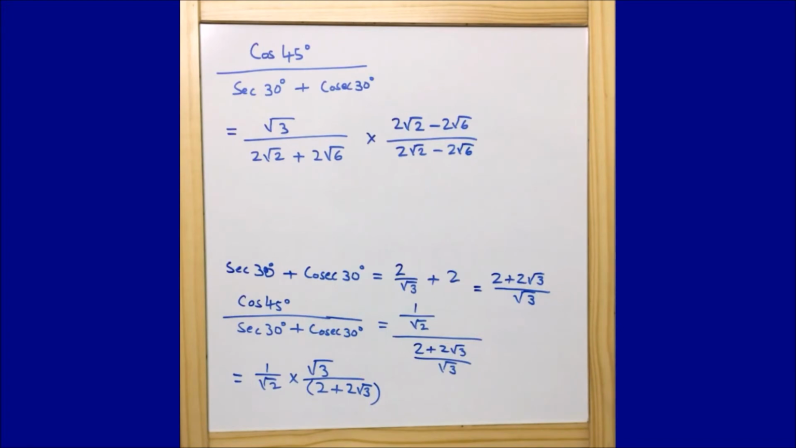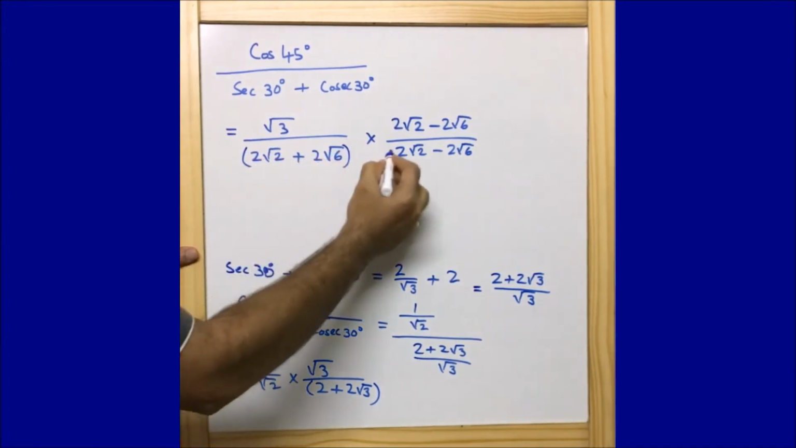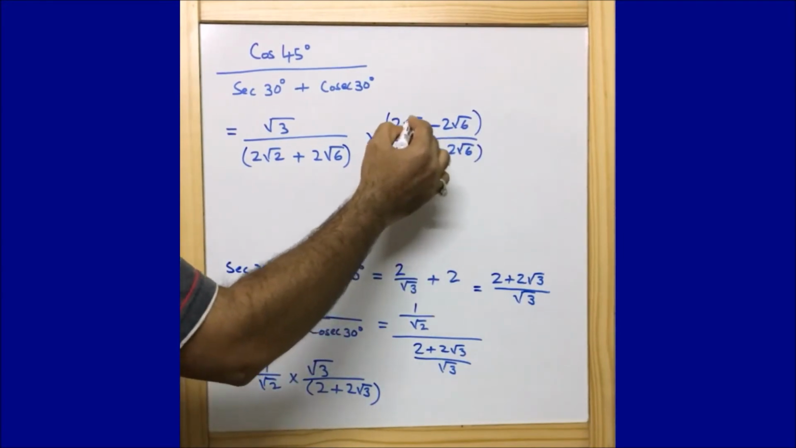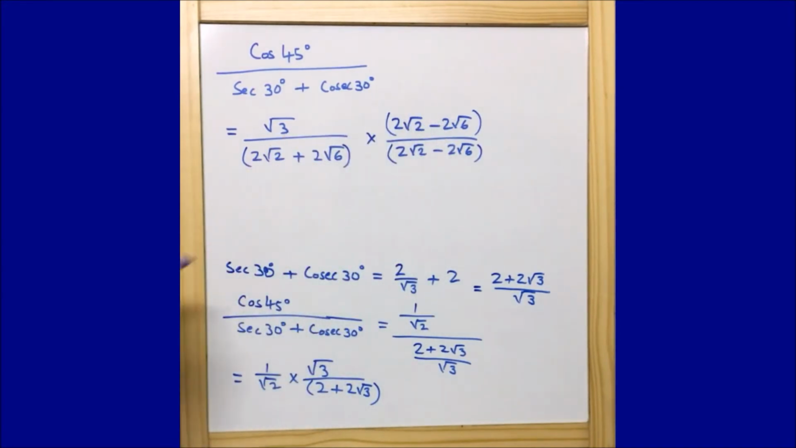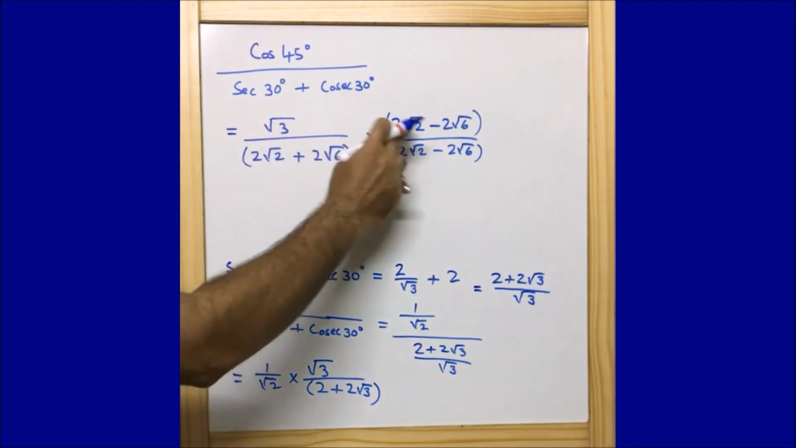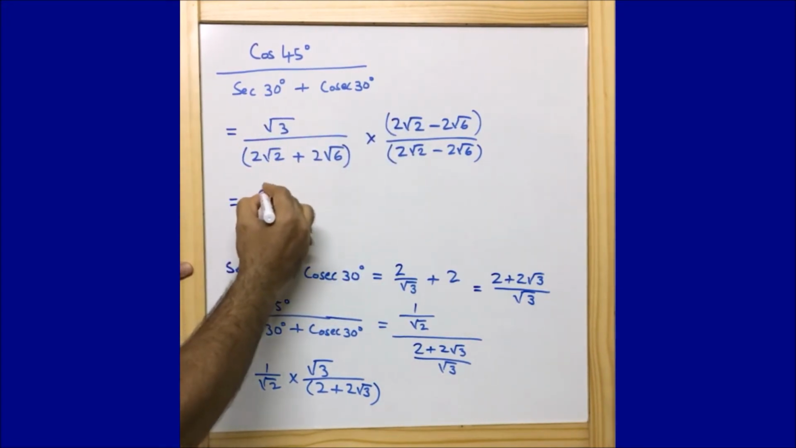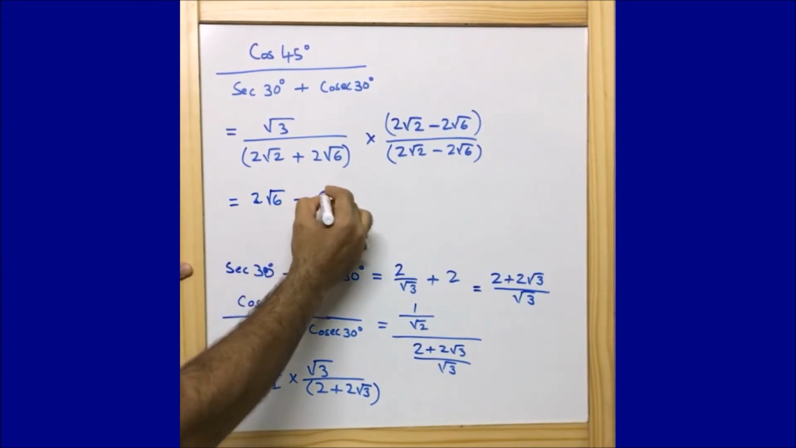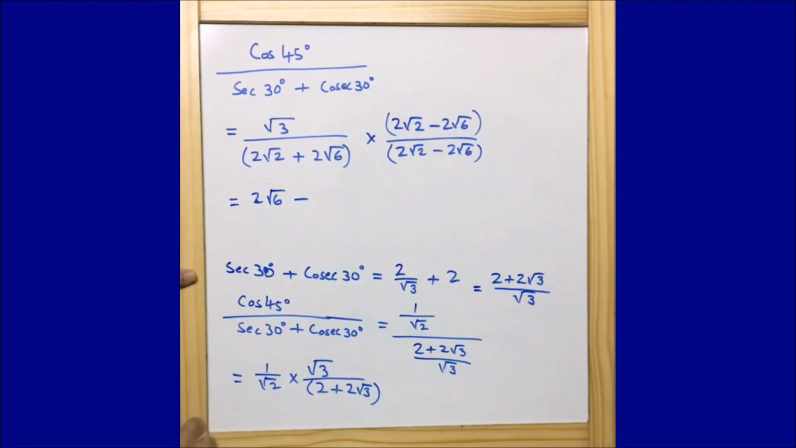And if you see here, it is a plus b into a minus b, and here it is a minus b. So a plus b into a minus b is nothing but a square minus b square. So that is what I am going to do here. Now I will solve this one: root 3 into 2 root 2, this one is nothing but 2 root 6, minus 2 root 18.